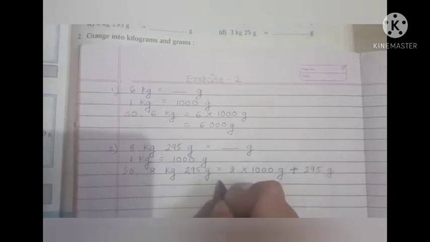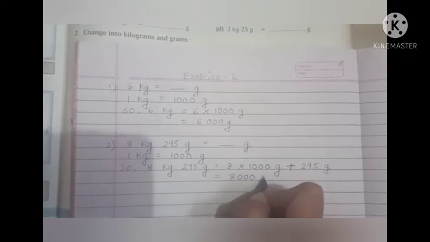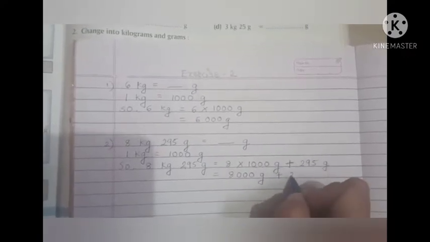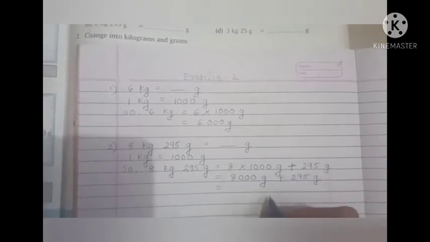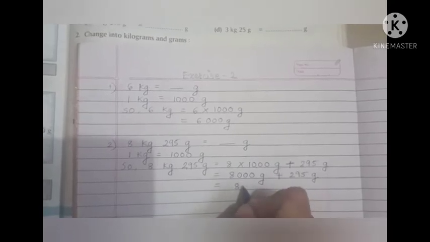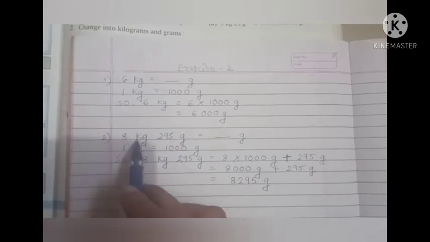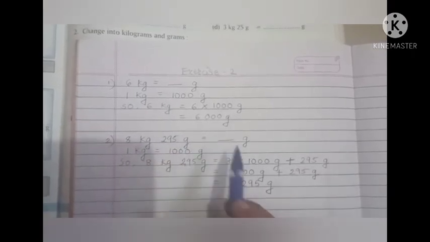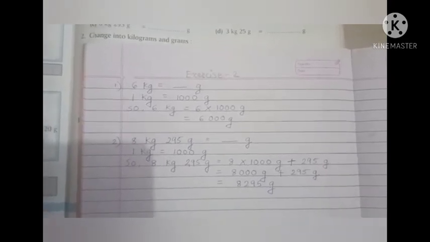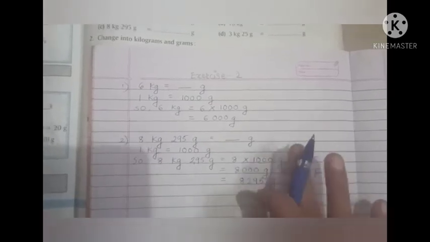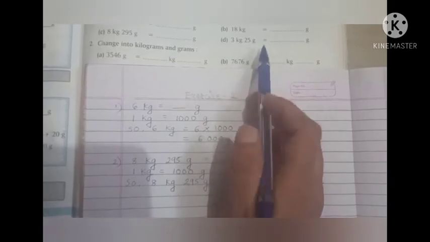295 gram. So when we multiply 8 by 1000, we get the answer 8000 gram, and this 295 gram will be written as it is. And when we add both these grams, we will get the answer 8295 gram. So 8 kg 295 gram is equal to 8295 grams. Okay students, I hope you have understood it. You can solve the other one, the D question, that is 3 kg 25 gram, on your own.